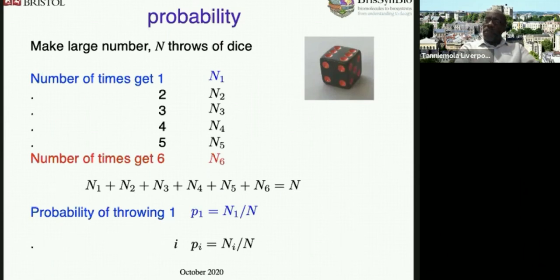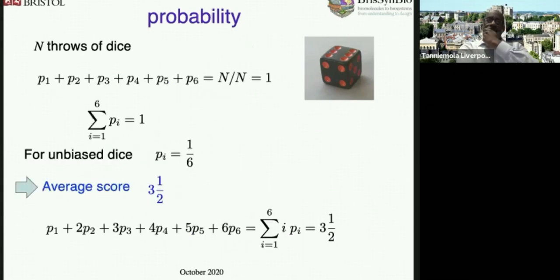Clearly, if you add all the numbers, you're going to get n, because that's the total number of throws. So we can define the probability of throwing a 1 as just n1, the number of times you throw a 1, divided by the total number. The probability of getting i is just ni divided by the total number. And clearly, if we add the probabilities, that's the same as adding n over n, and that's 1. So we have this general rule: the sum of probabilities must equal 1. And of course, for an unbiased dice, where all the numbers are equally likely, the probability of getting any of those is just 1 over 6.